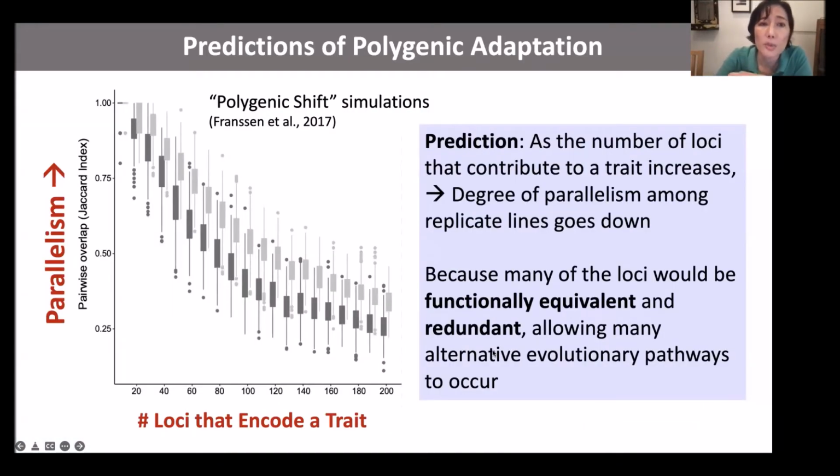So the theoretical prediction, or what we could consider the null hypothesis, is, so this is a polygenic shift simulation, and parallelism is on this axis, number of loci is on this axis right here. And so the prediction is that as the number of loci that contribute to a trait increases, you would expect the degree of parallelism to go down. And the argument, and this would be because many of the loci would be functionally equivalent and redundant, allowing many alternative evolutionary pathways to occur.